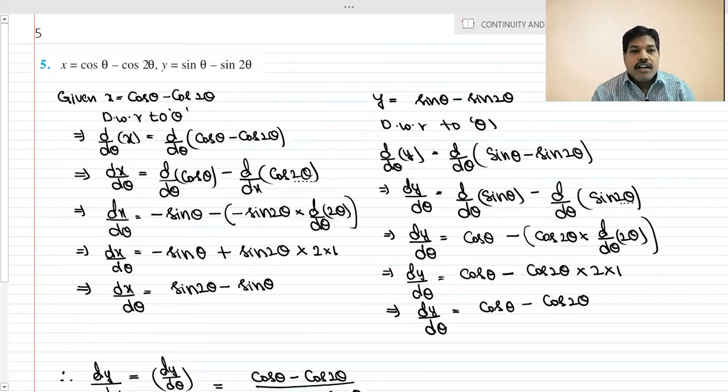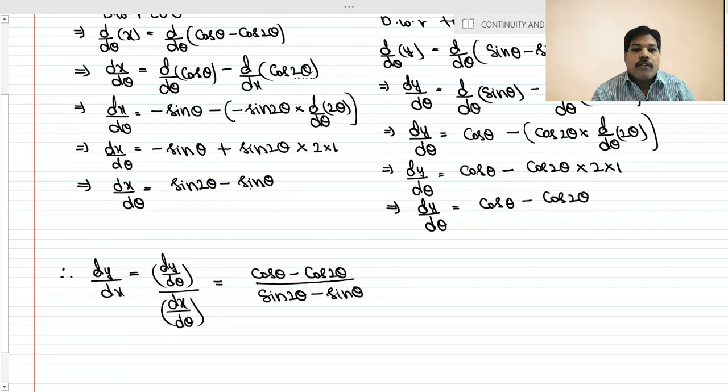So what they are giving is that x is equal to cos theta minus cos 2 theta. Differentiate with respect to theta and you will get dx by d theta. Likewise differentiate y with respect to theta to get dy by d theta. Finally we have to calculate dy by dx. So how can you calculate that? dy by dx is dy by d theta by dx by d theta. Substitute these values and you will get the answer. See that question, students, and practice this question.